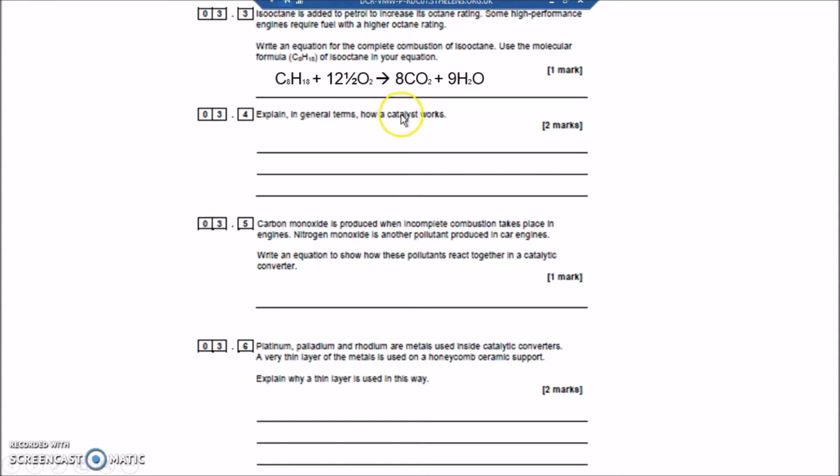Explain in general terms how a catalyst works. Well, it provides an alternative route and lowers the activation energy. An alternative route for the reaction to lower the activation energy.